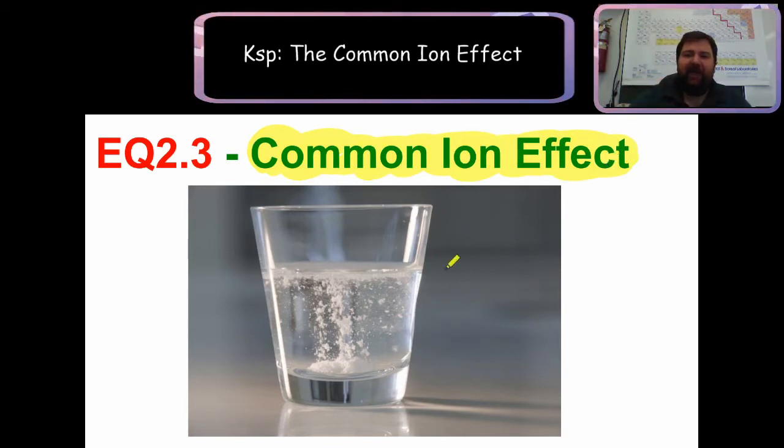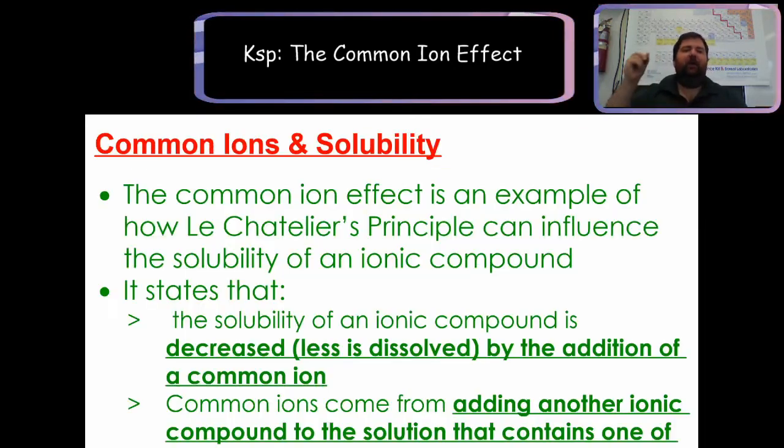And as you can probably gauge by this picture here, if I add in a common ion into a solution that's already in equilibrium, we're going to start to get these little crystals that form. These little crystals showing us that we have formed a precipitate. So let's go ahead and start to investigate this.